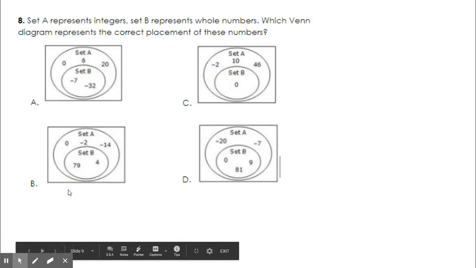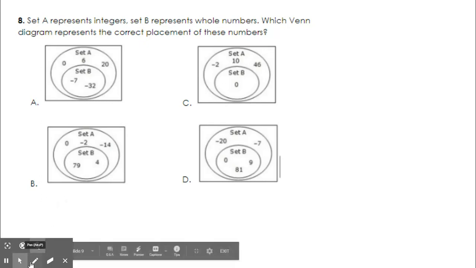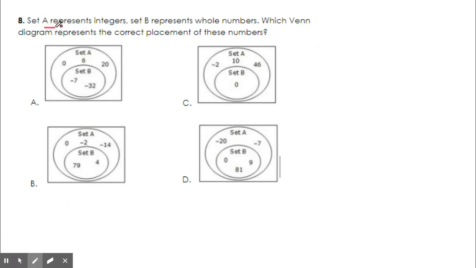Number 8, set A represents integers, set B represents whole numbers. Which Venn diagram represents the correct placement of these numbers? All right, so we're looking at A is integers. Integers are whole numbers and their opposites. So in set A, you can have things like 1, 2, 3, and the opposites of them as well. So it could be -1, -2, -3. So it would be all of the whole numbers plus their opposites.